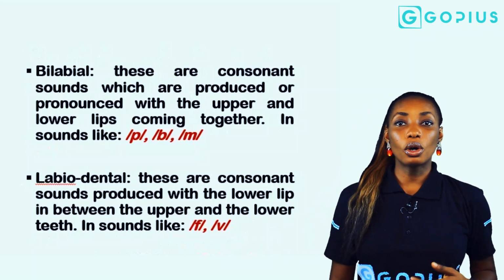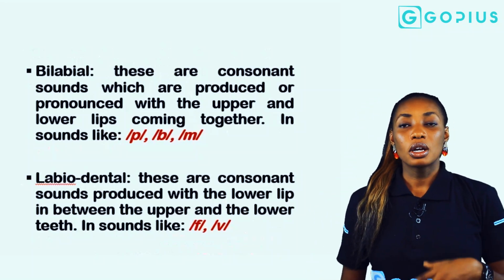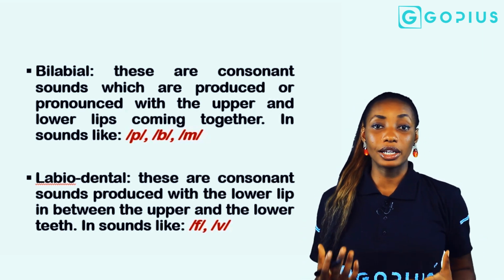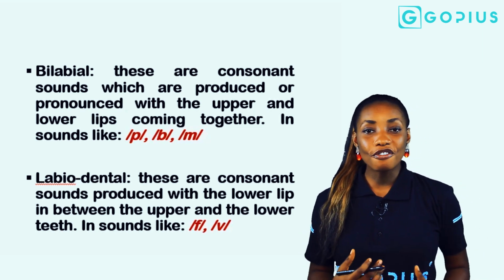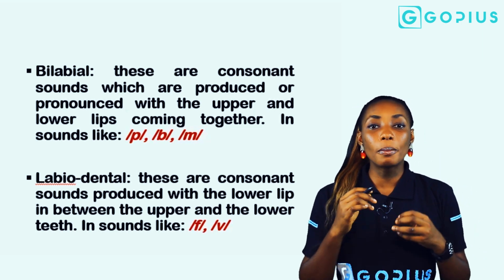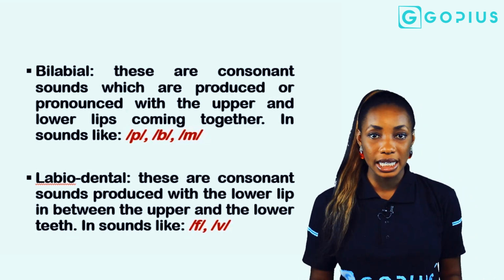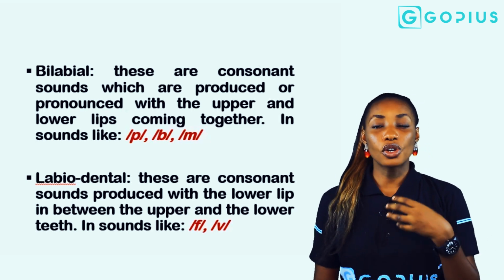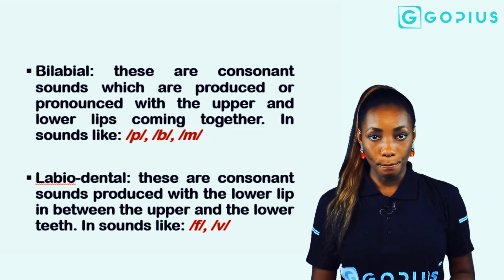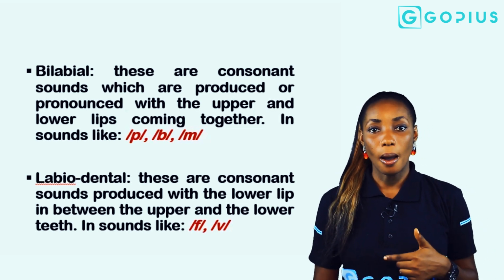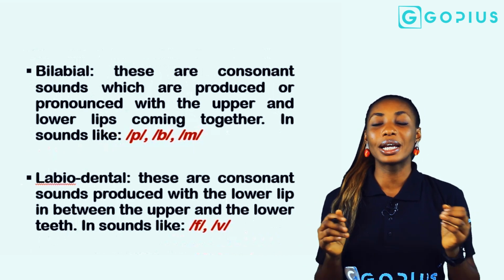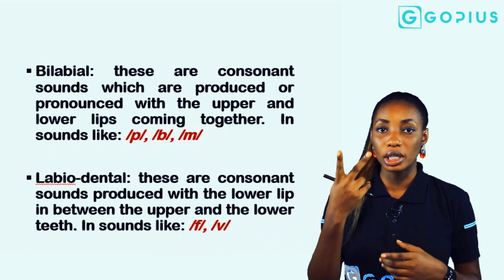So we also have the bilabial. This means that to pronounce consonant sounds that are considered to be bilabial, we have the two lips, the upper and the lower lips, coming together to pronounce this sound. So the lips had to come together to pronounce the sounds. That is why they are bilabial, the two lips.